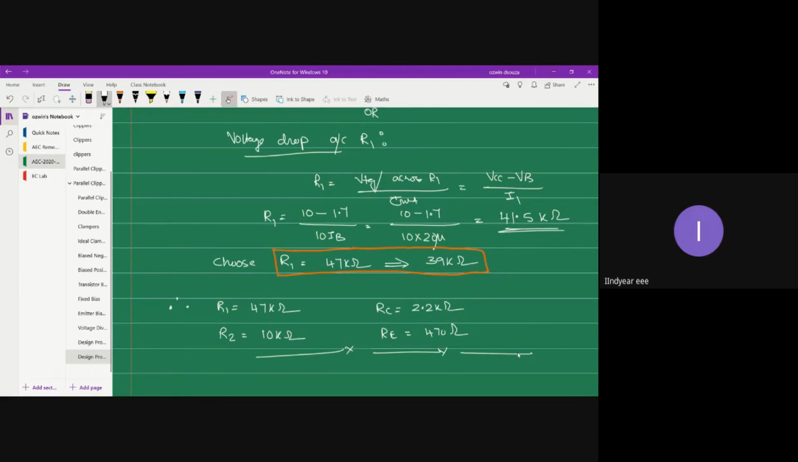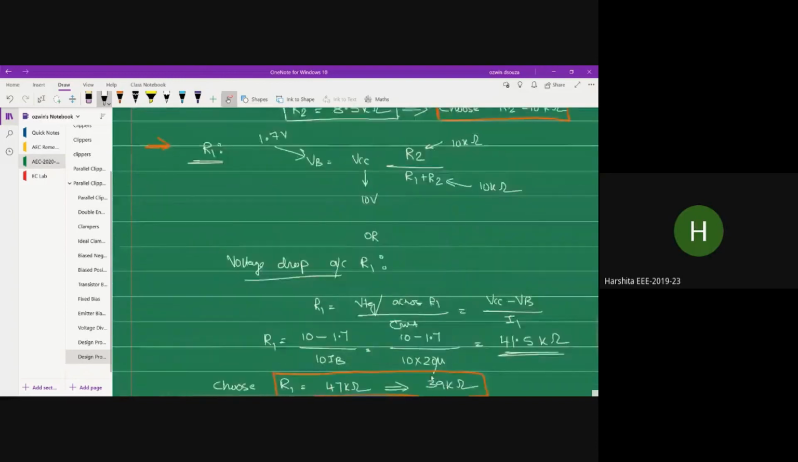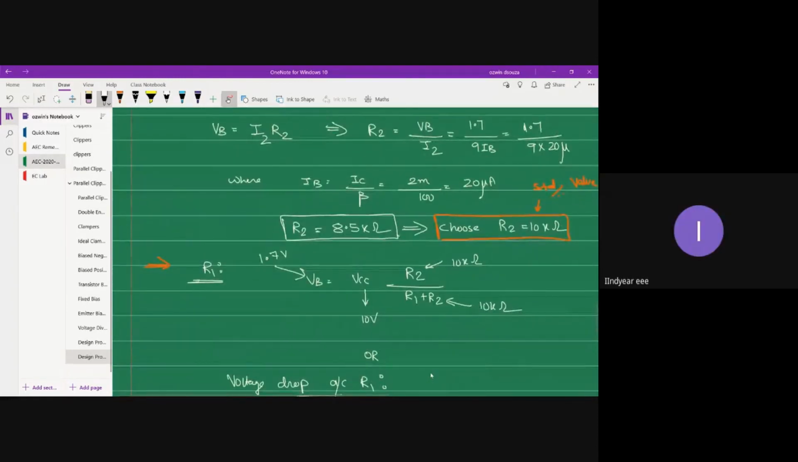In the next class... Excuse me, sir. Yeah, tell me. Sir, R2 is coming as 9.4 kilo ohms. Which one? 9.4. R2, yes. Okay, fine. Let me write then 9.4. You have checked, right? Fine. 9.4.